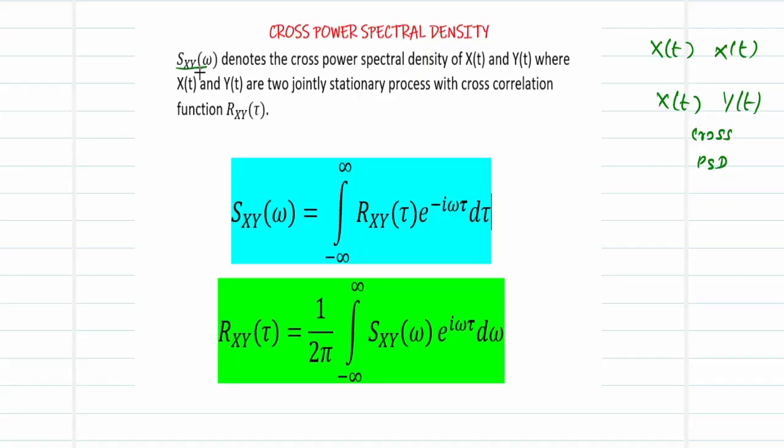How do you denote it? Sxy of omega denotes the cross power spectral density of x of t and y of t, where x of t and y of t are two jointly stationary processes which have a cross correlation, Rxy of tau. Now this Sxy of omega is the integral from minus infinity to infinity, the same Fourier formula we have used. When it is xy, give xy as input.